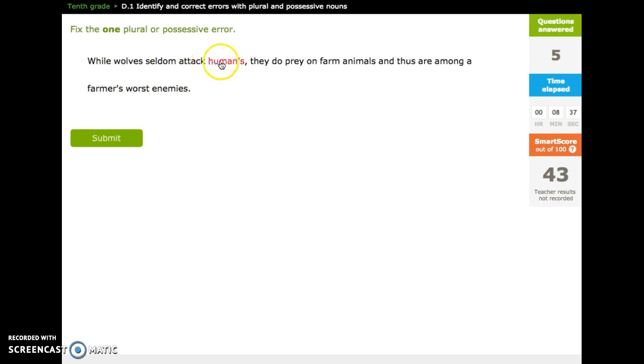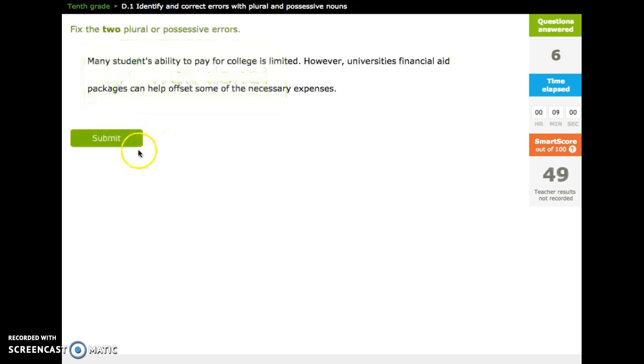While wolves seldom attack humans, humans don't own anything, so we're just going to write it as a plural. They do prey on farm animals and thus are among a farmer's worst enemies. Well, how many farmers are we talking about here? It's singular. So we'd write farmer, and then the farmer has enemies, so we do apostrophe s. There are not two s's.